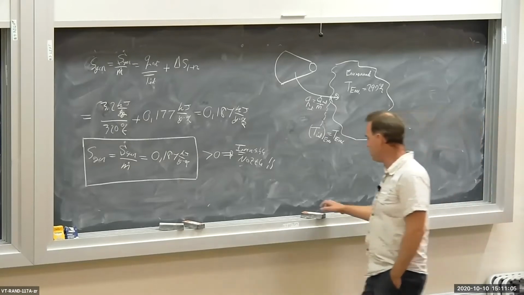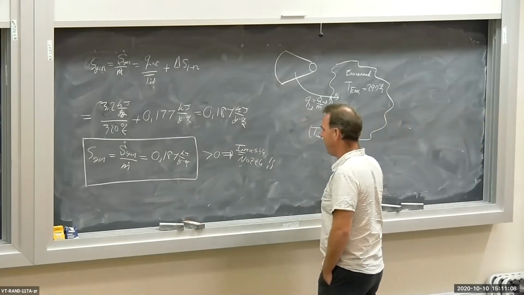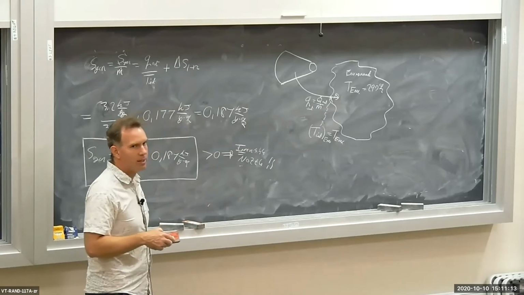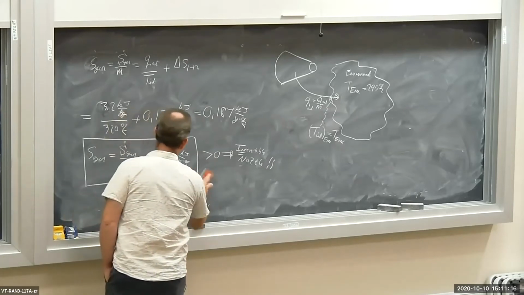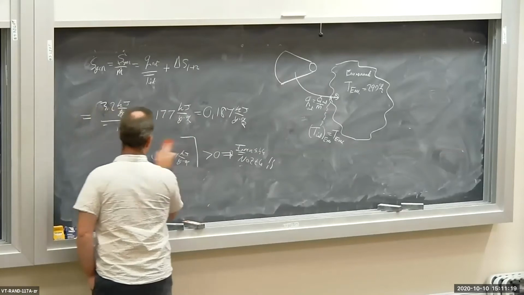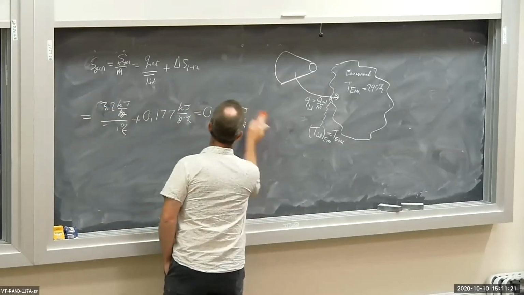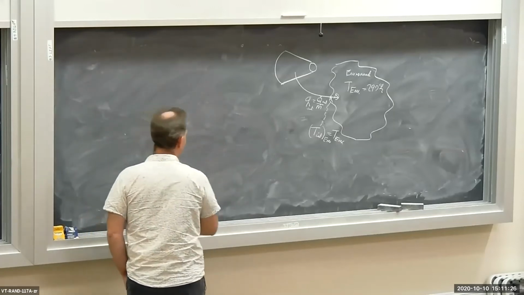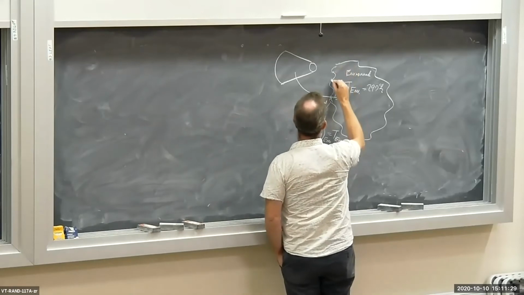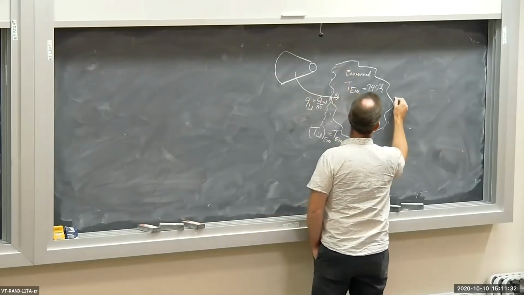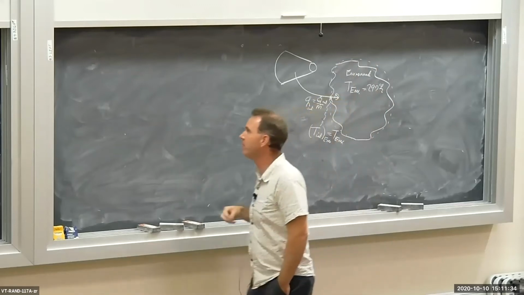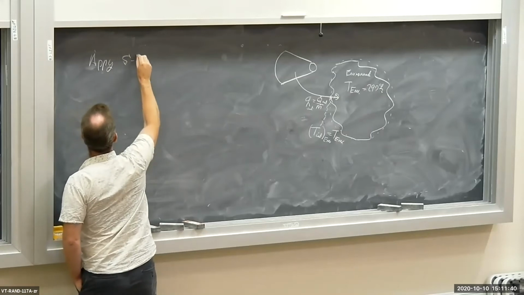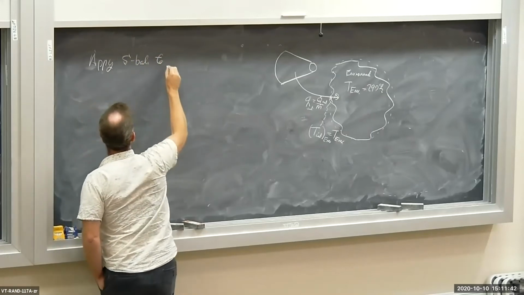So let's apply the entropy balance to the environment and figure out what the change in entropy is in the environment due to the heat interaction from the nozzle. This is going to be my system, the environment. Apply the S balance to the environment.